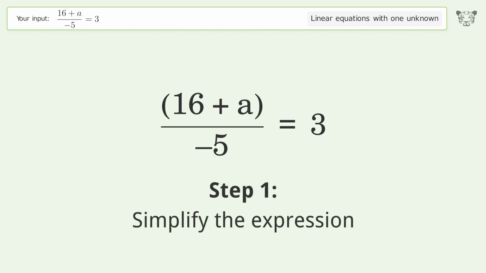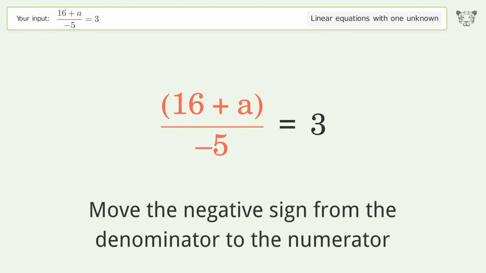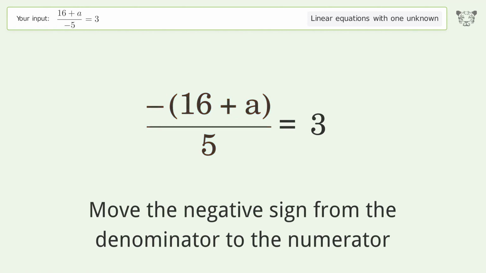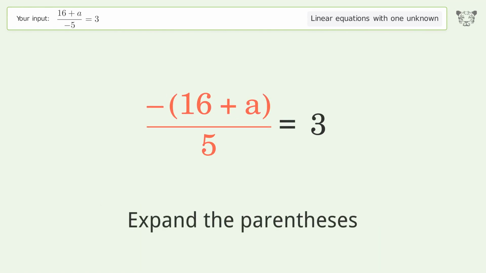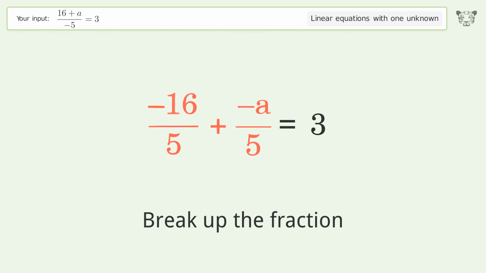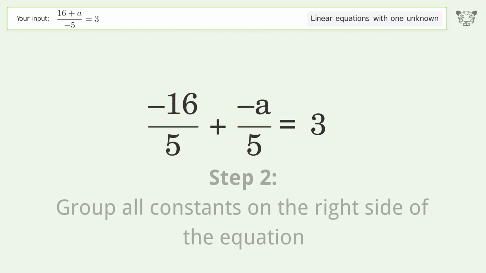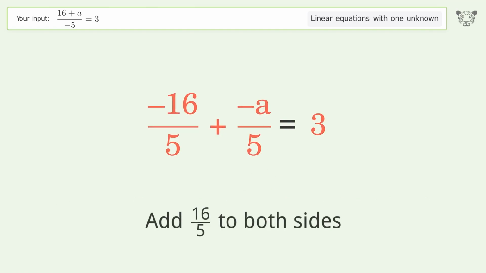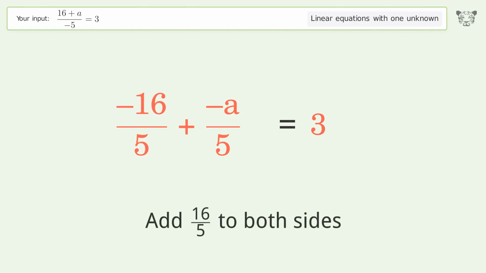Simplify the expression. Move the negative sign from the denominator to the numerator. Expand the parentheses. Break up the fraction. Group all constants on the right side of the equation. Add 16/5 to both sides.